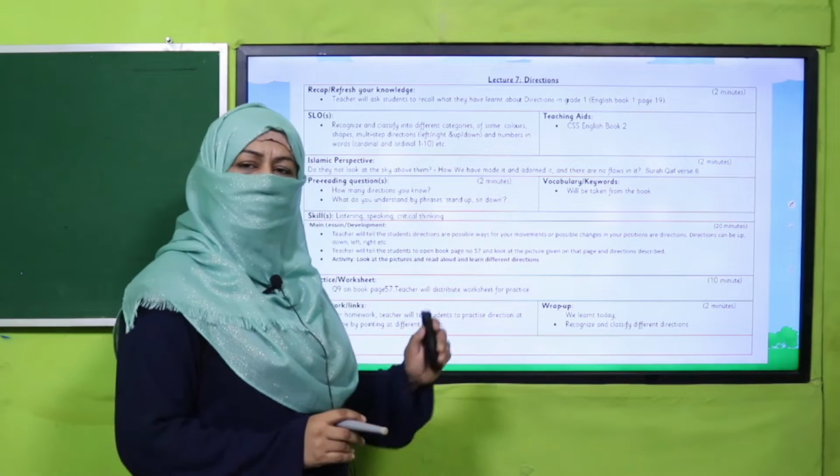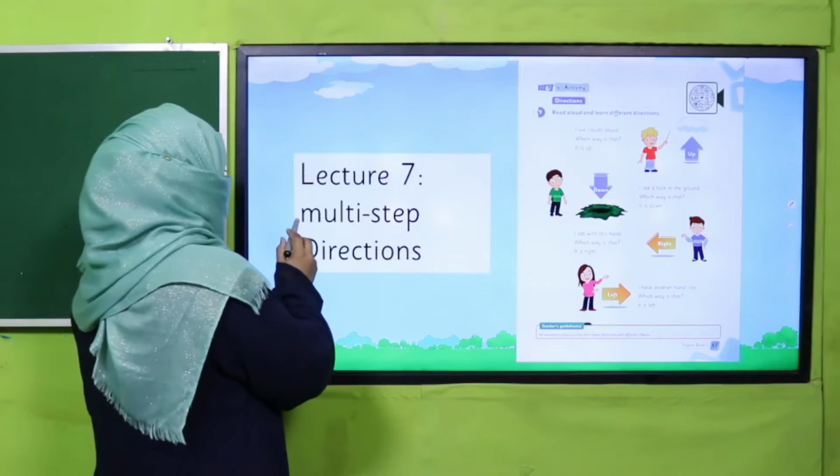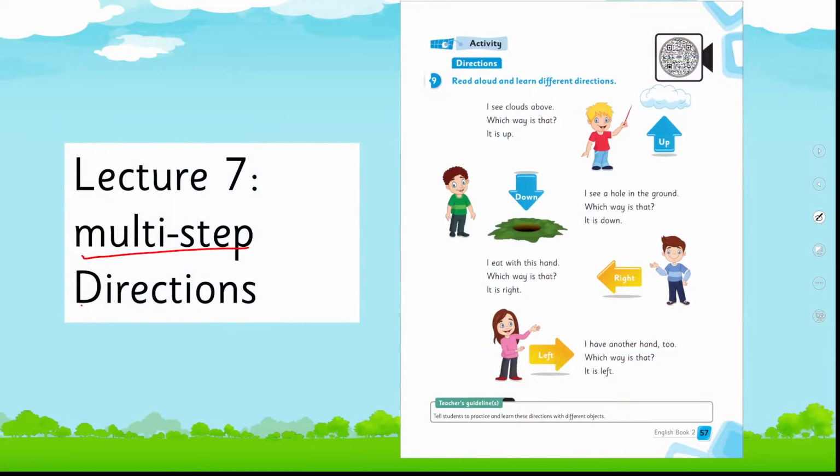I'm going to deliver my lecture according to this lesson plan. And my dear students, today we are going to learn about multi-step directions.